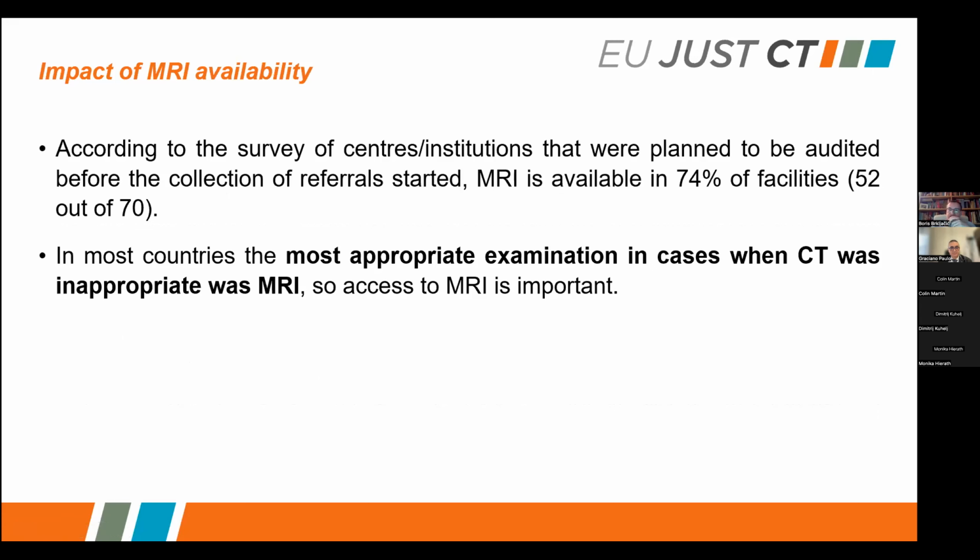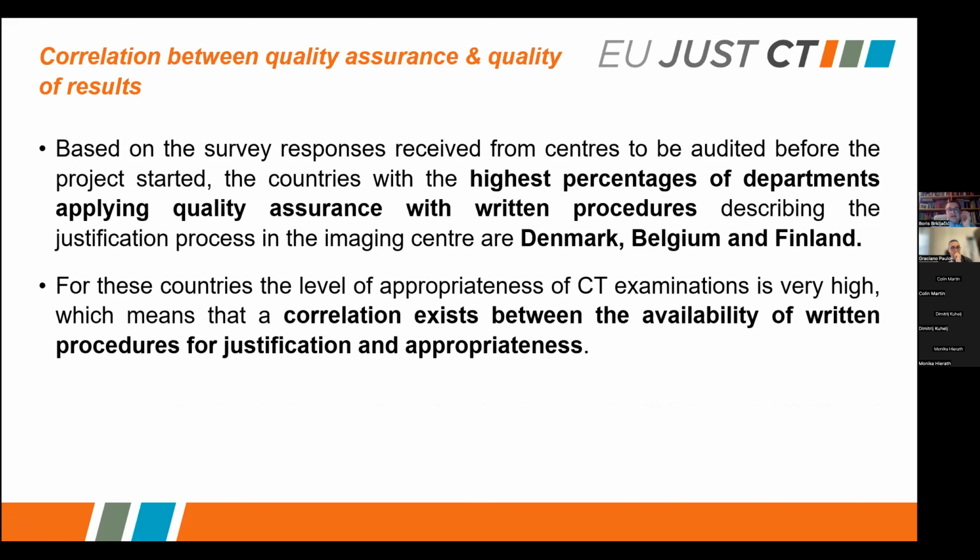According to the survey of the centers that were planned to be audited, MRI was available in almost 3/4 of facilities, and in most countries, the most appropriate examination in cases where CT was inappropriate was MRI, so access to MRI is important. Basically, based on the survey responses from centers to be audited before the project started, the countries with the highest percentages of departments that apply quality assurance and written procedures were Denmark, Belgium, and Finland, where the results were the best.